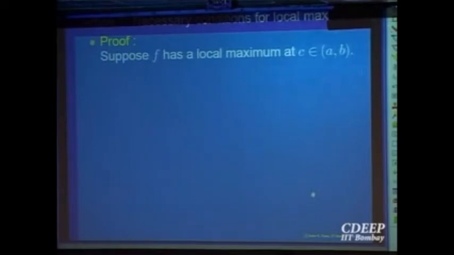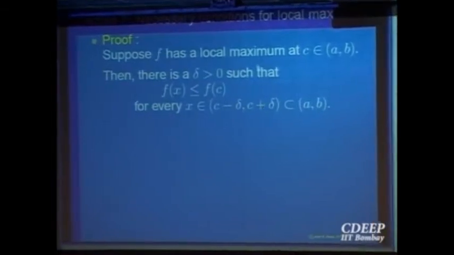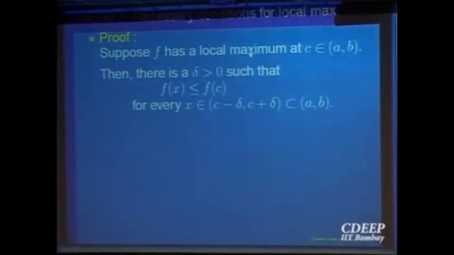The proof is quite simple. Suppose the function has a local maximum at the point c inside the interval (a, b). So what does local maximum mean? In a neighborhood, the value at c is bigger than or equal to the value at every point in that neighborhood. So there exists a neighborhood, say there is a delta, such that f of x is less than or equal to f of c for all points x between c minus delta and c plus delta. That is the implication of a function having a local maximum.